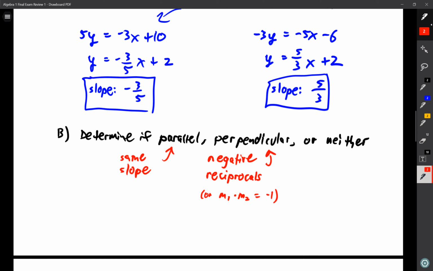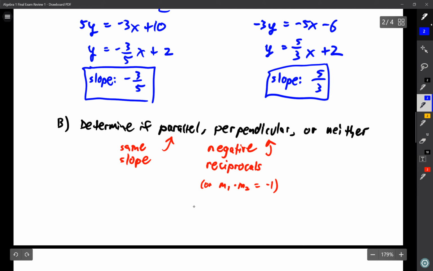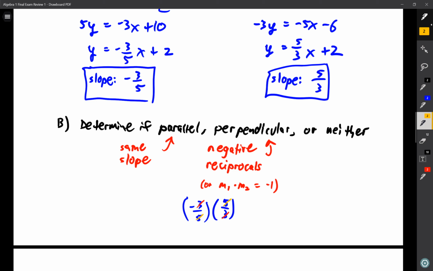If I do -3/5, let me do this in blue, -3/5 times a positive 5/3. Well, here I have a 3/3, and here I have a 5/5. All those cancel. Things cancel mean they're 1. And so what am I left with? I am left with -1, so these are perpendicular. And that is number 5.